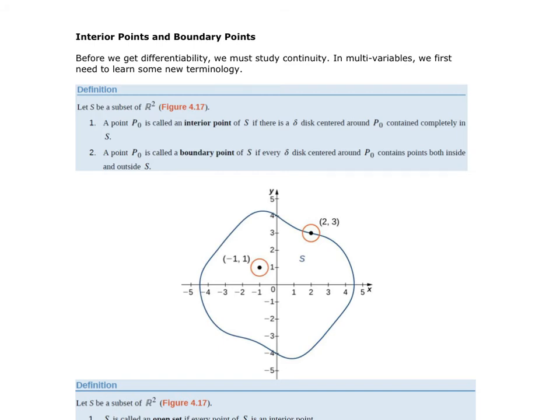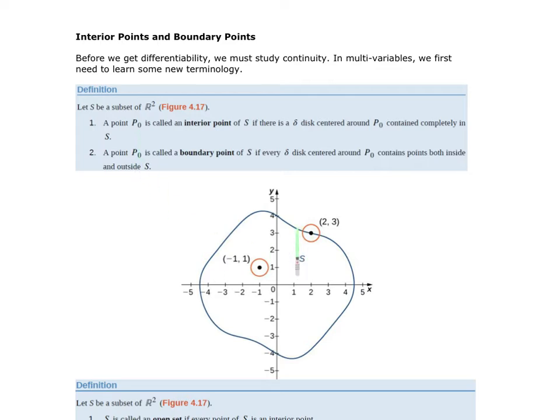I know you're like, let's get into differentiation. And I'm going to say, okay, well, we will, but just a moment. If you remember when we first learned about limits, we talked about the endpoints and what it meant if it was inclusive or non-inclusive on those endpoints, whether it was an open interval or a closed interval. Well, we have something similar. We're going to have something called the interior and the boundary points.